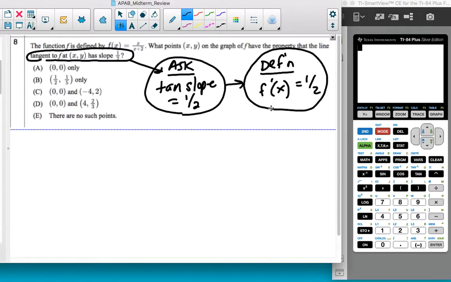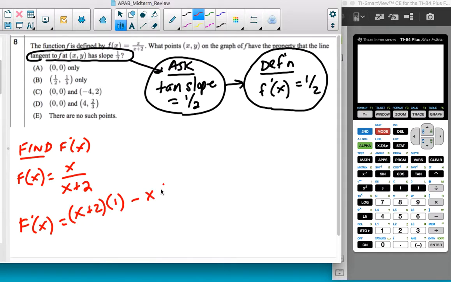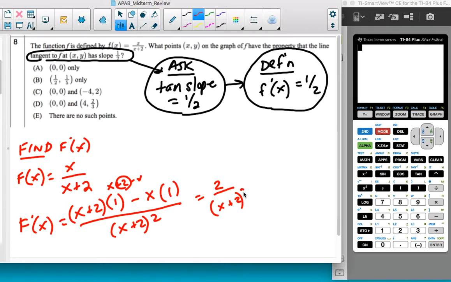Now I can do a little bit of math because I can find f prime of x myself. It's going to use the quotient rule because I have an x divided by an x plus 2. So f prime of x is going to be low, make sure that binomial's in parentheses, d high, minus high, d low, draw the line, square the low. When I distribute this, I get a numerator that is just x plus 2 minus x, which is just 2 because the plus x and minus x cancel. So I get 2 over the quantity x plus 2 squared.